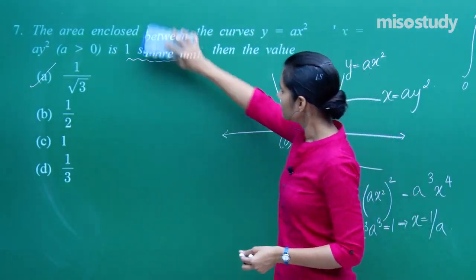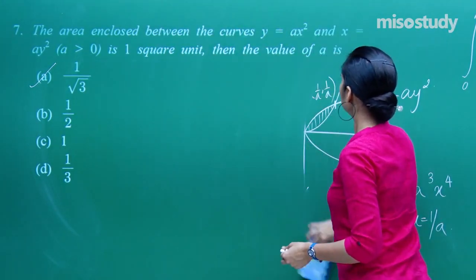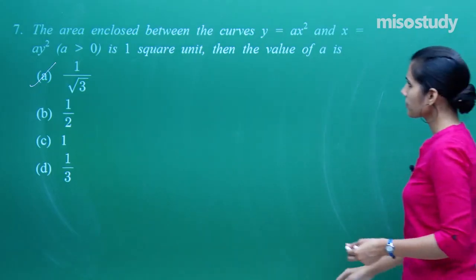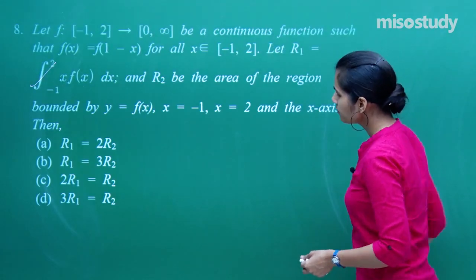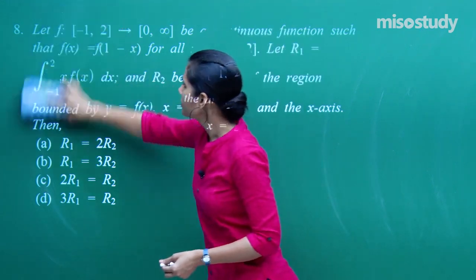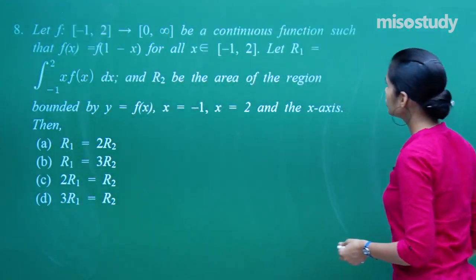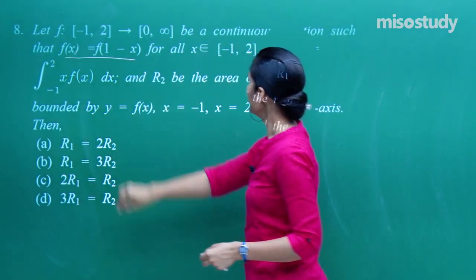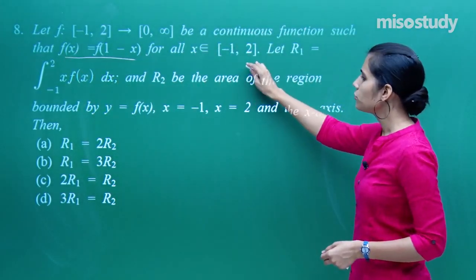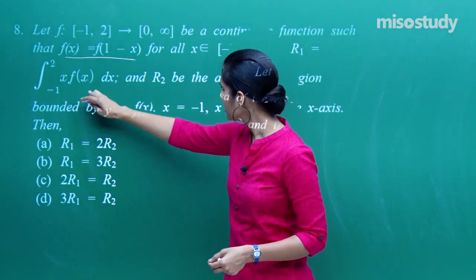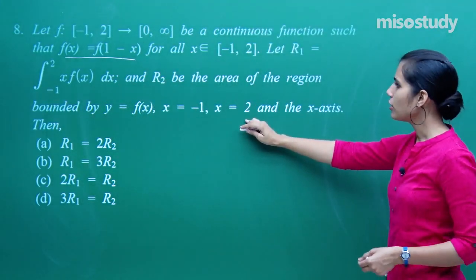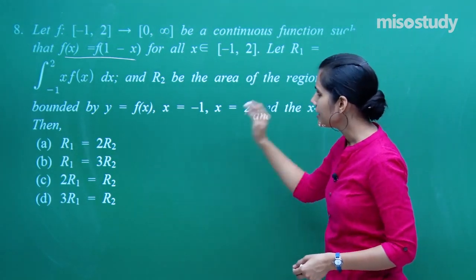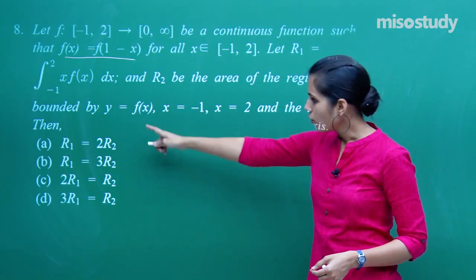Now after this, the next question says: let f be a continuous function from this to this, such that f of x is equal to f of 1 minus x. So this is given to you for all x in the domain. Let R1 be equal to the integral from minus 1 to 2 of x f of x dx, and R2 be the area of the region bounded by y equals f of x, x equals minus 1, x equals 2 and the x-axis. Then among all these, what is true?